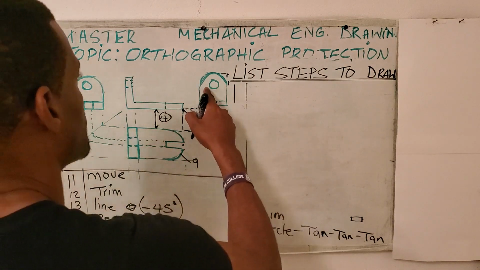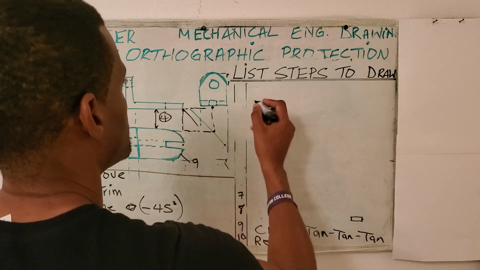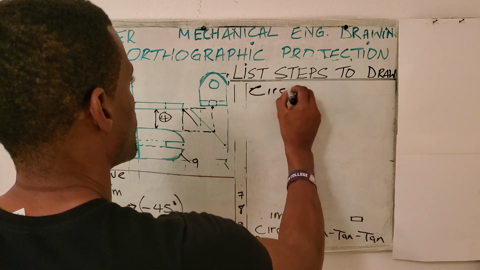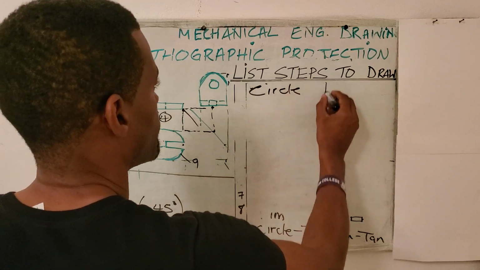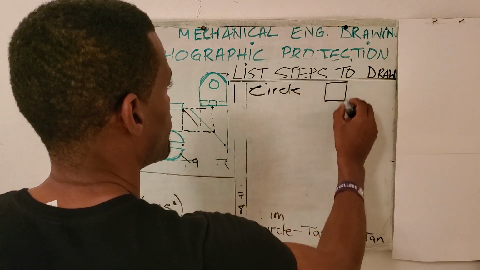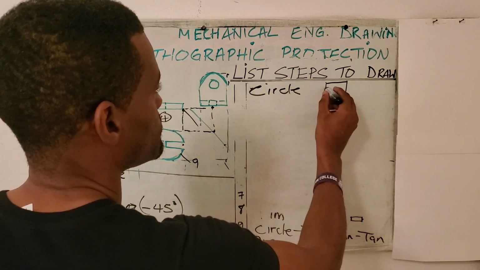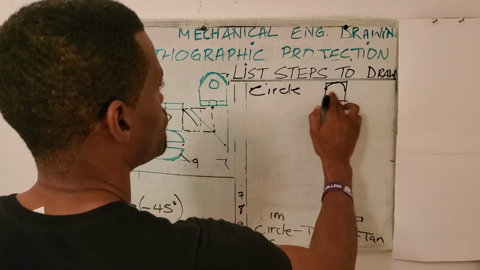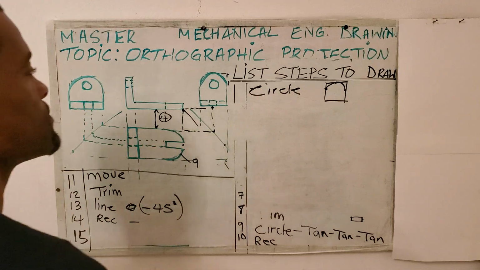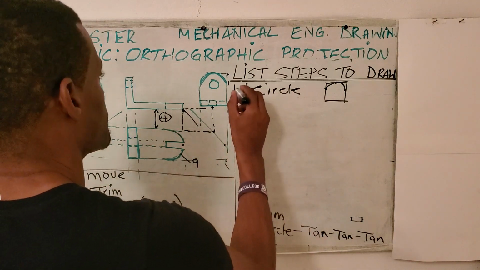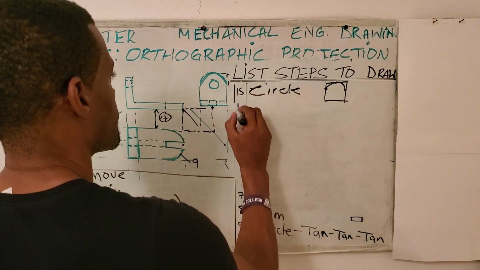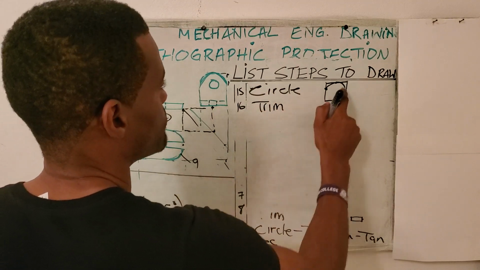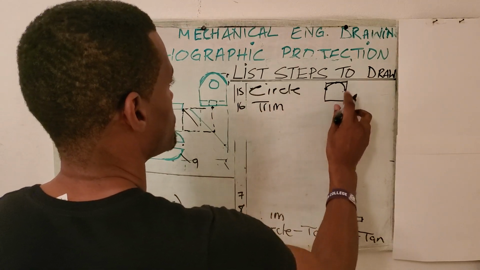I would use Tan Tan Radius, circle, Tan Tan Radius, touch to get that. Then trim out inside here. Then trim out this piece right here.